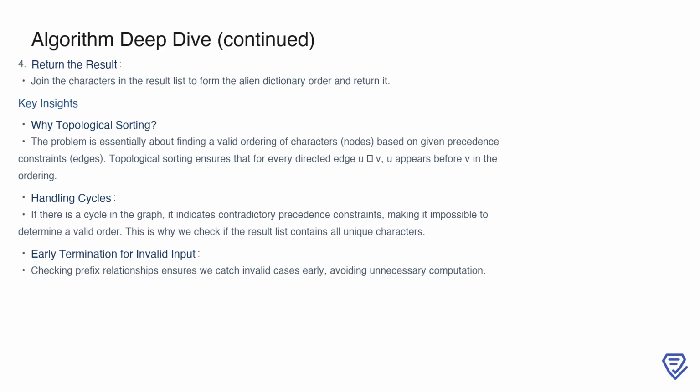Finally, if no cycles are detected, we join the characters in the result list to form the alien dictionary order and return it. Now, let's take a moment to reflect on some key insights.